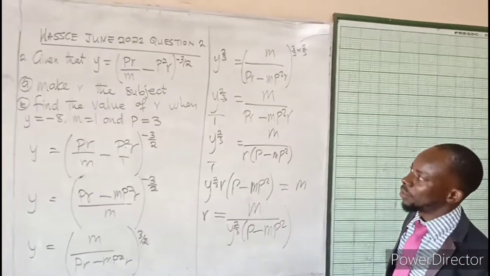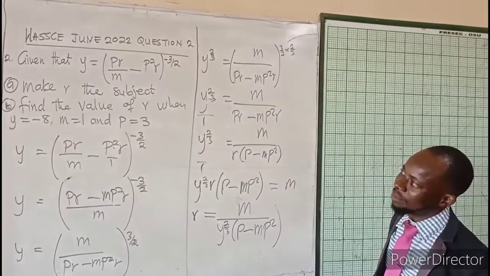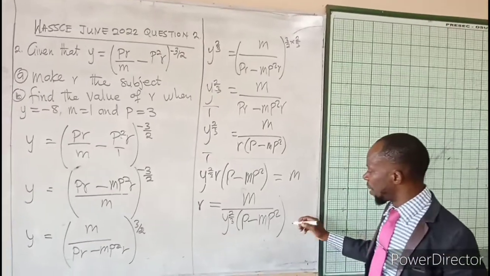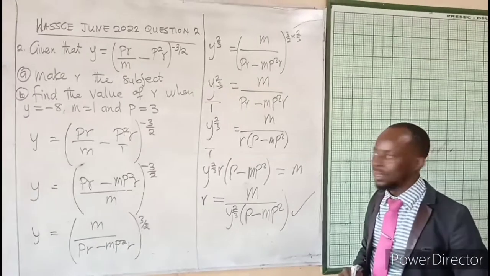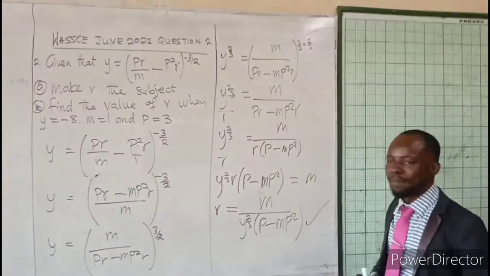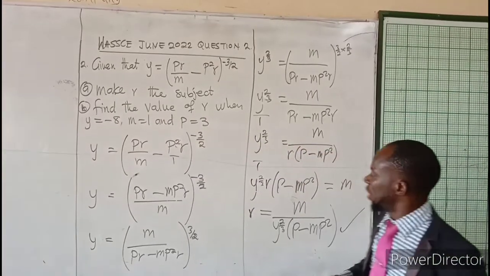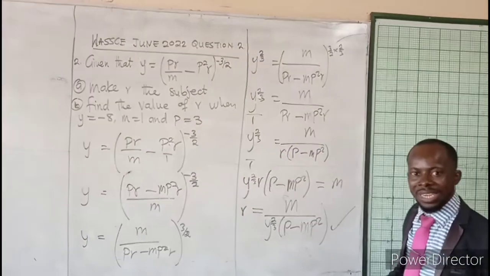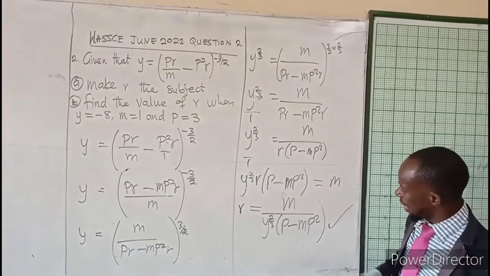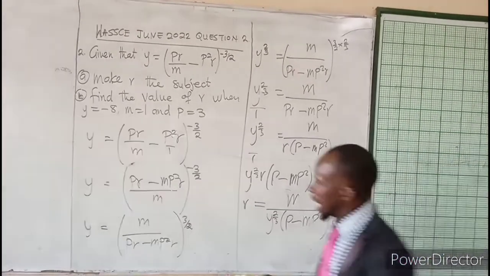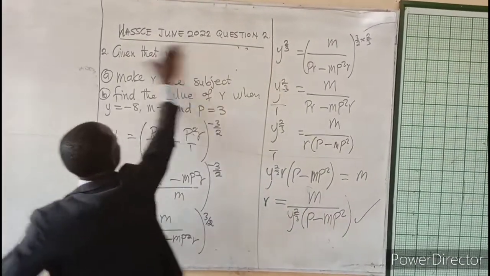What are we asked to do? We are asked to make R the subject, right? And I can see my R at the left hand side. So this becomes the first part of the question: make R the subject. I am done. Good. The second part is saying find the value of R if y is assumed to be -8, m is taking 1, and p is taking 3. So let's see how we can do that substitution.